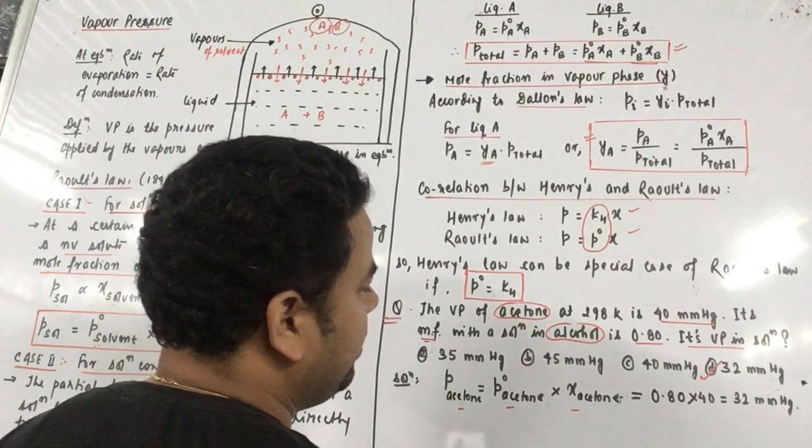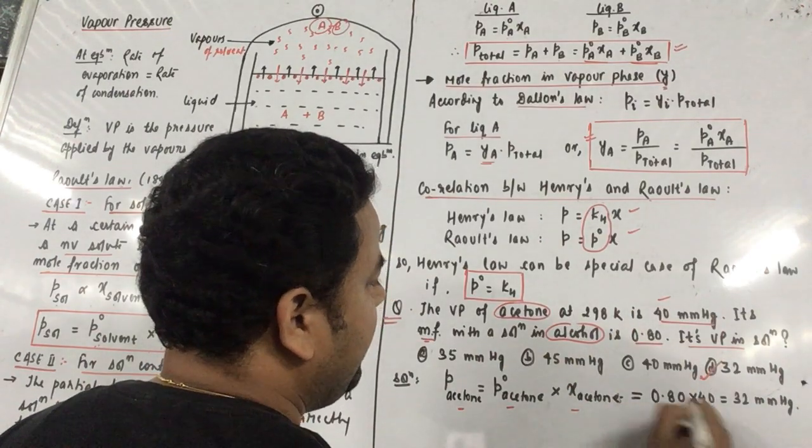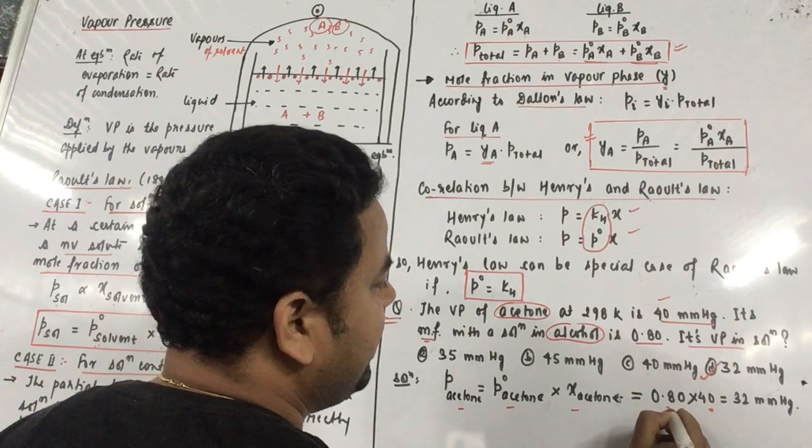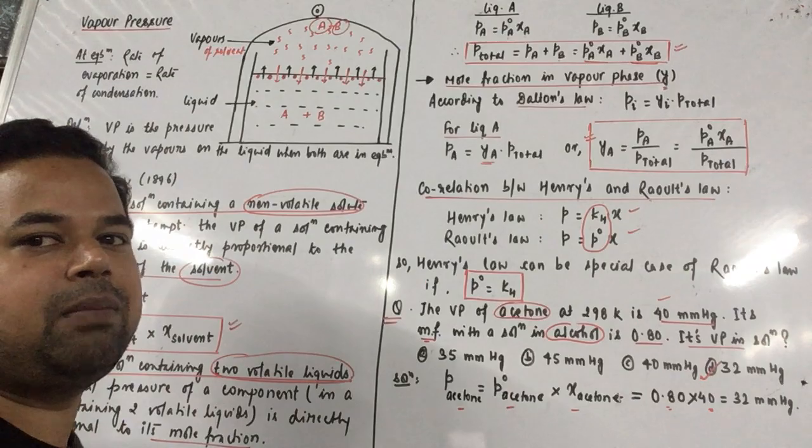Now check out the question. The vapor pressure of pure acetone, 40, is given here and its mole fraction is given as 0.80. So let us multiply this. So the answer is 32. Option number D is correct here.